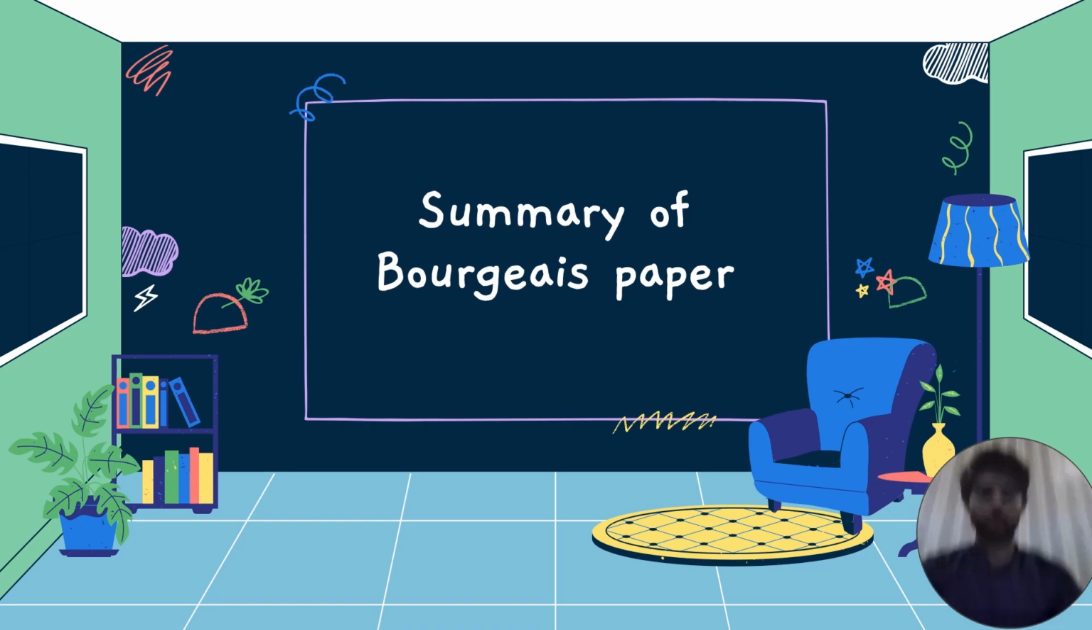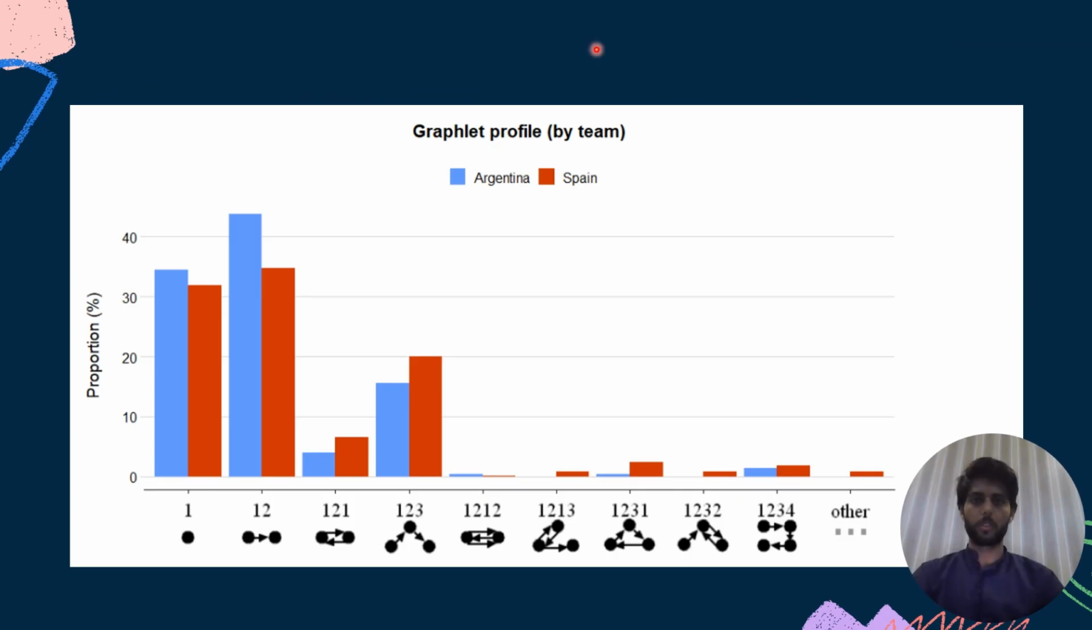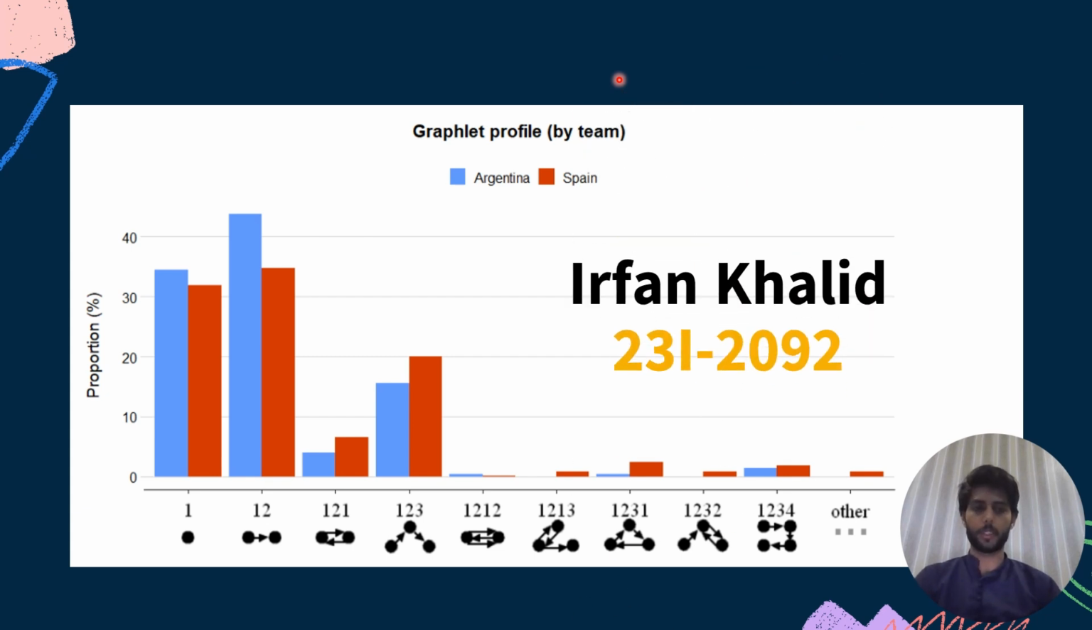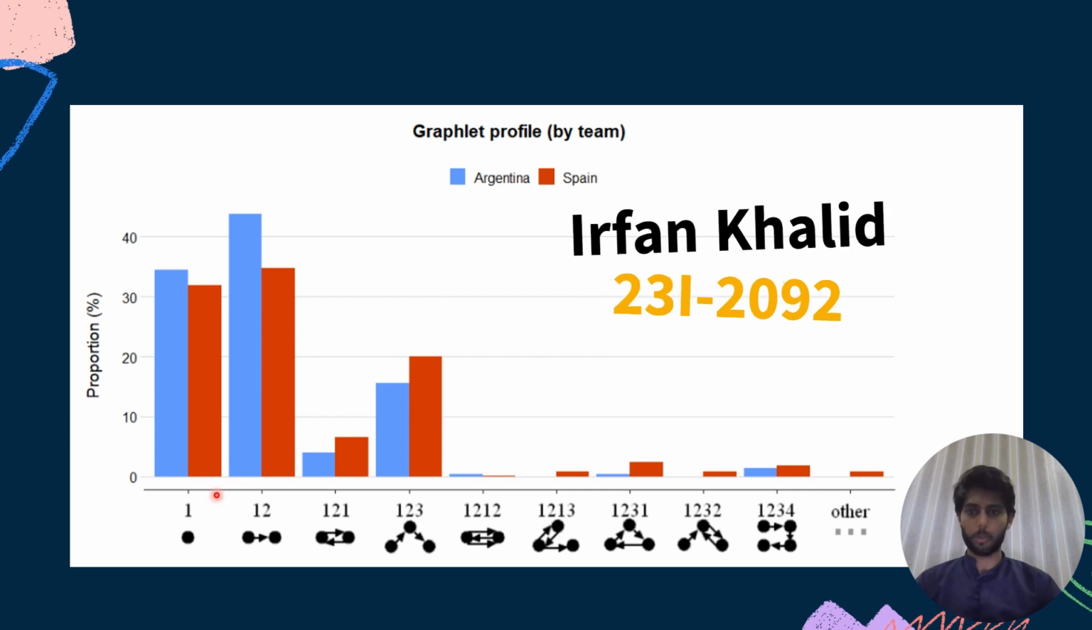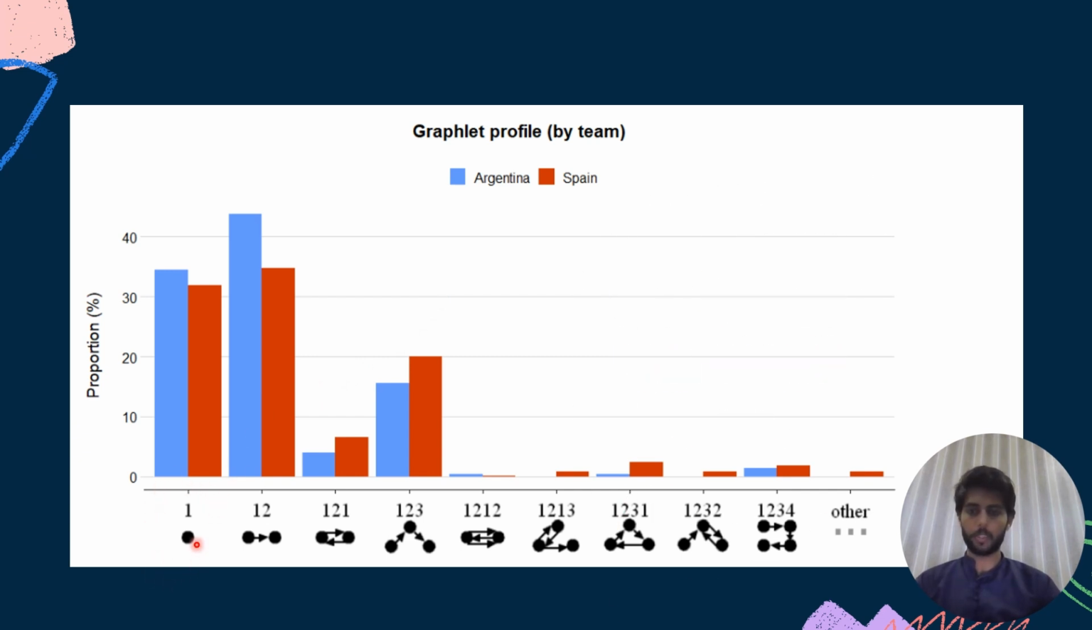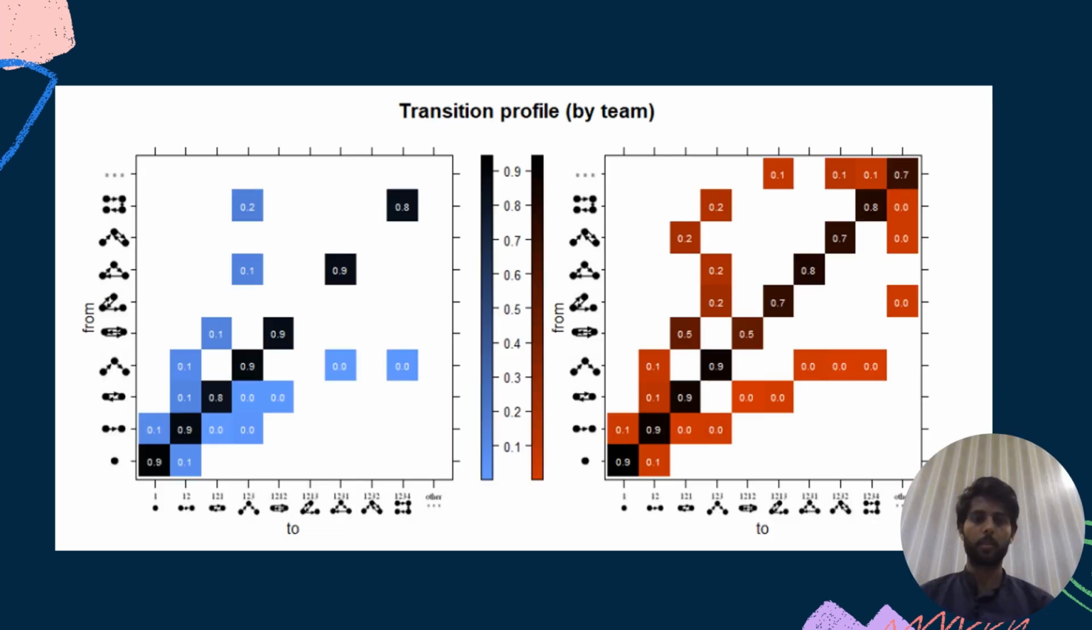Okay, basically I am going to explain the summary of this paper. So this graphlet shows different types of player interactions during the game, such as passes between two players. This one indicates a single player state with no interactions, and this one indicates interaction between two players. Okay, the graph shows that Spain has higher usage of complex graphs, which shows their teamwork, cooperation and team-based strategies, while Argentina has single player and two-player interactions. So they relied more on simpler and individual play.